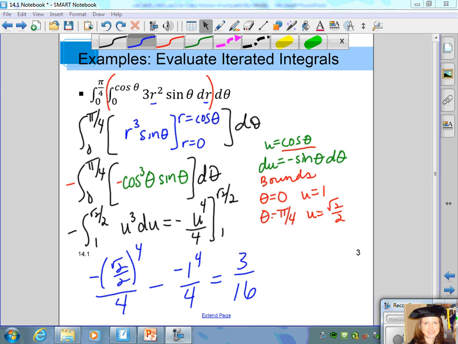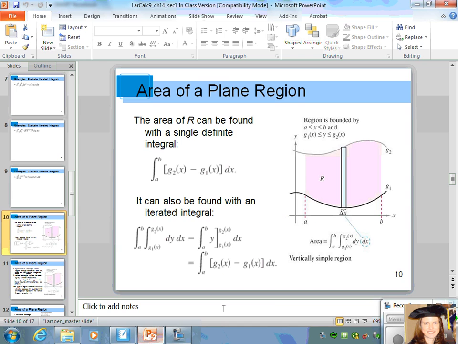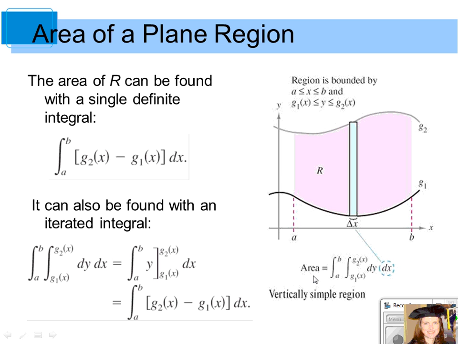So in this example and the couple other examples that we did, we just practiced evaluating iterated integrals. Now we'll take a look again at what these bounds of integration mean and how we can use iterated integrals. The area of a plane region can be found with a single definite integral like you used in your Calculus 1 and 2 classes. Now in Calculus 3, we can set up double integrals that will also give us the area of regions. In this case, the area of R can be found with a single definite integral from a to b of g2 of x minus g1 of x dx.